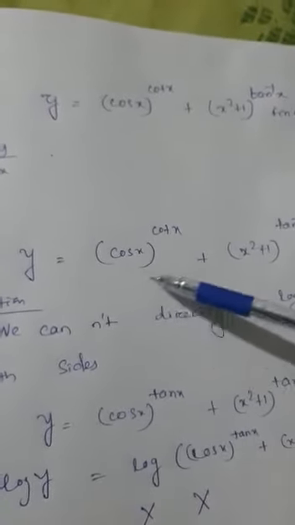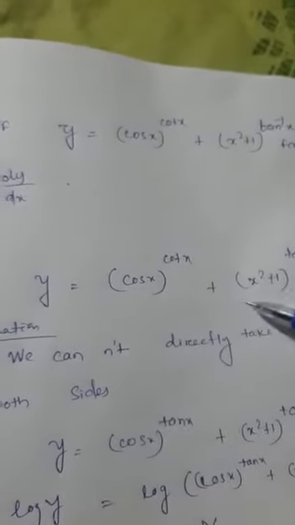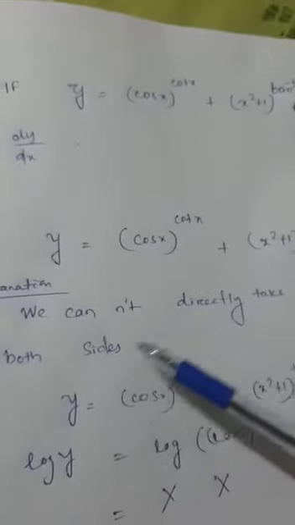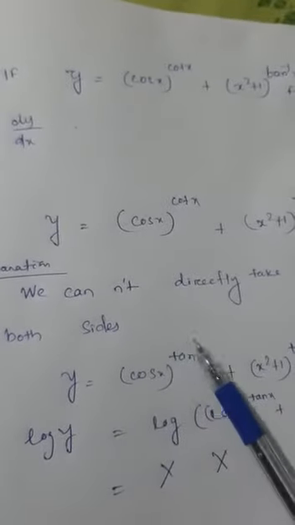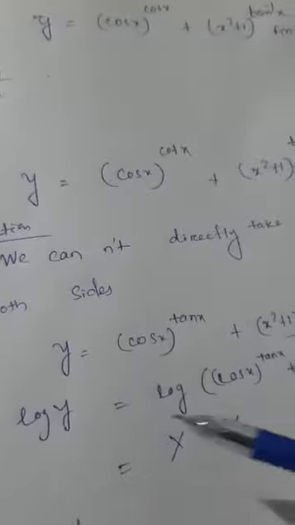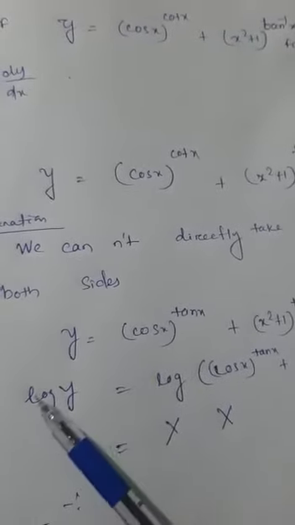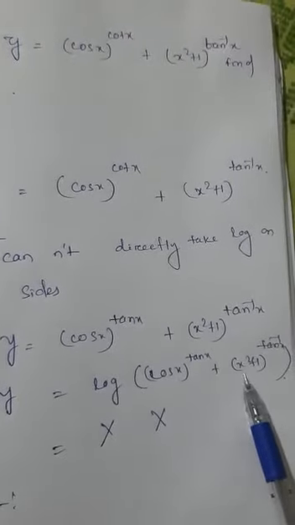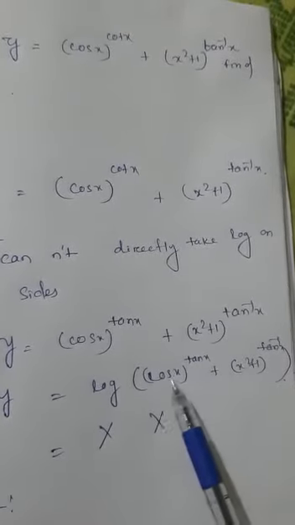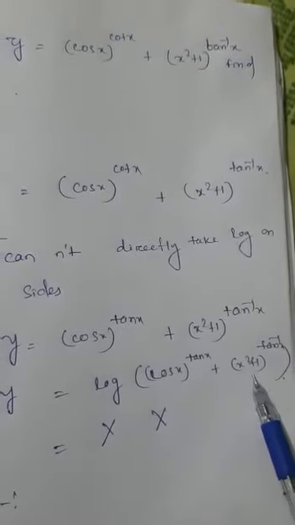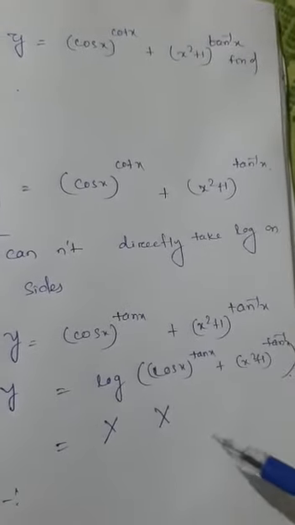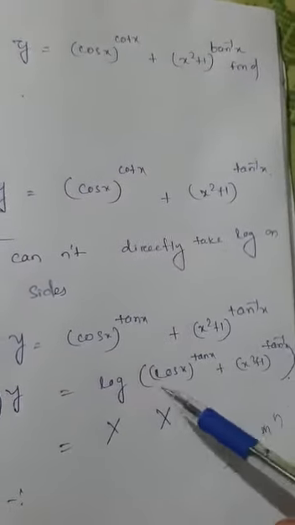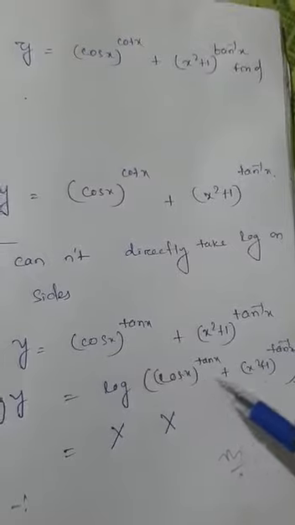So what is the logic? You have to apply the logarithm on both sides. But for this question, as a plus symbol is there, we cannot directly apply log on both sides. What will happen if we apply log on both sides? See, log y, log (cos x) power cot x plus (x square plus 1) power tan inverse x. There is no such formula for log of m plus n. We know the formula for log of m into n, m divided by n, m power n, but there is no such formula for log of m plus n and log of m minus n.